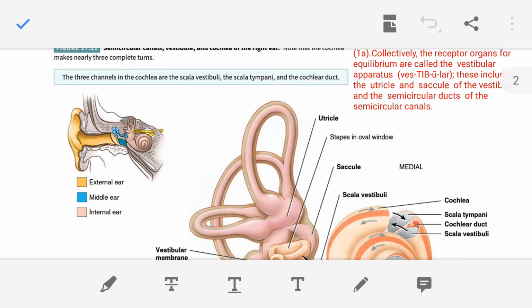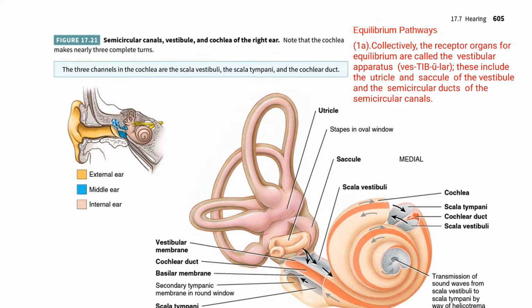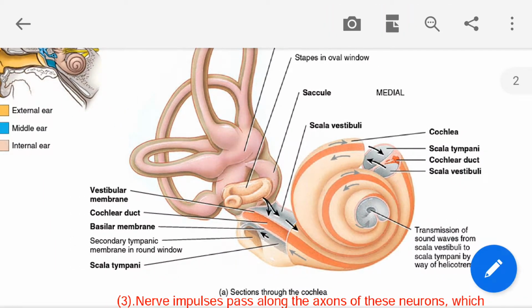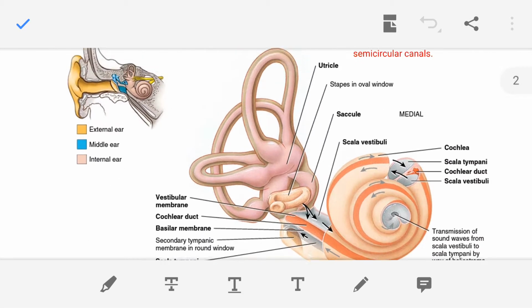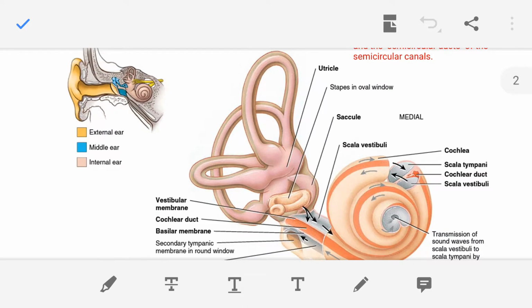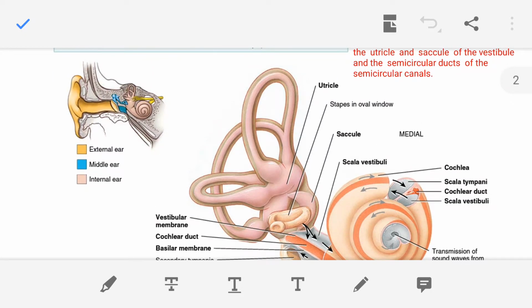So in this figure, see, here this is the utricle, this one is the saccule, and these three are the semicircular ducts. These are all equilibrium receptor organs, and in all of them the receptor cells, the hair cells, are present, and the hair cells release the neurotransmitter.